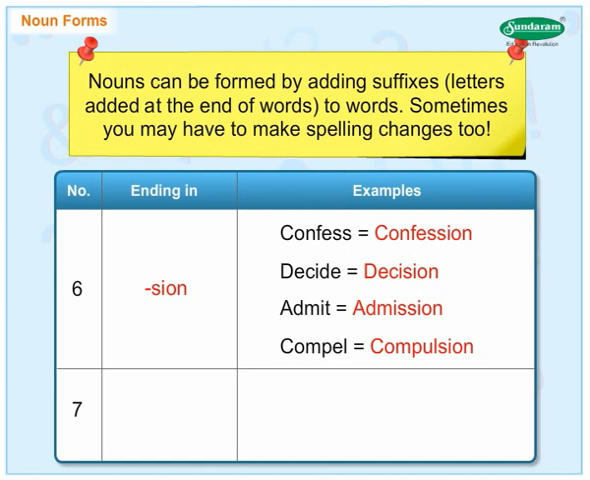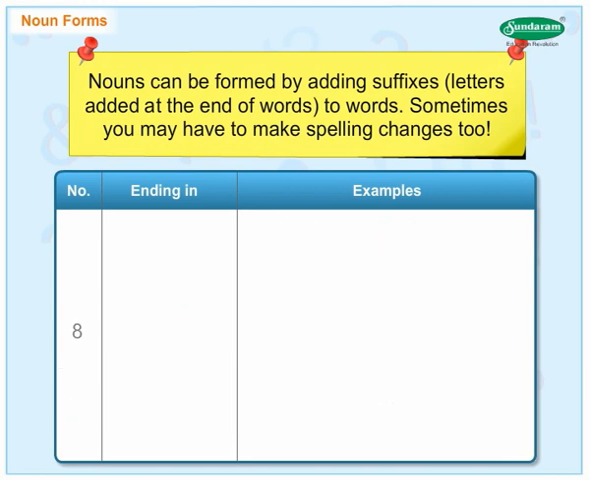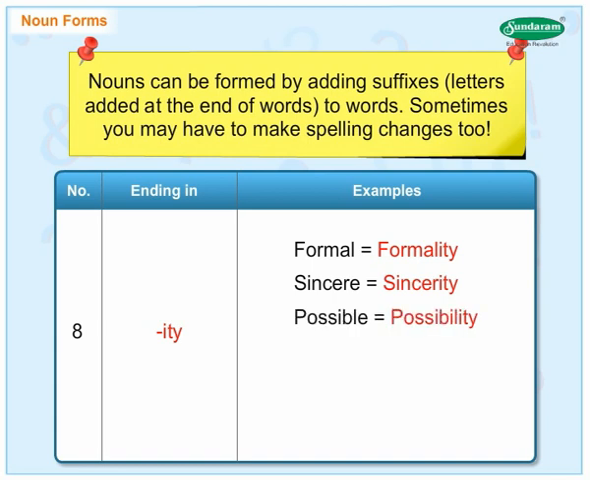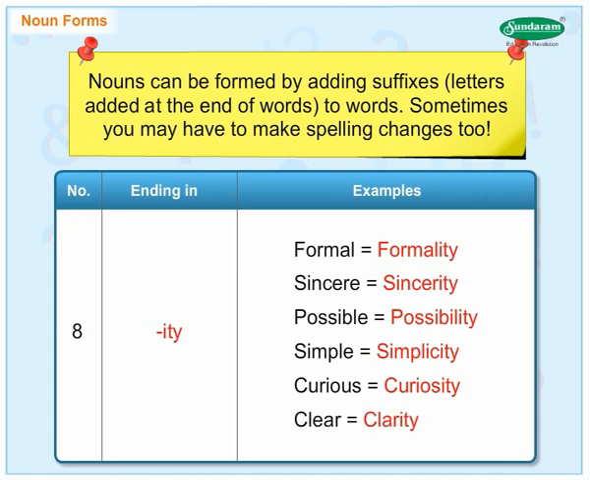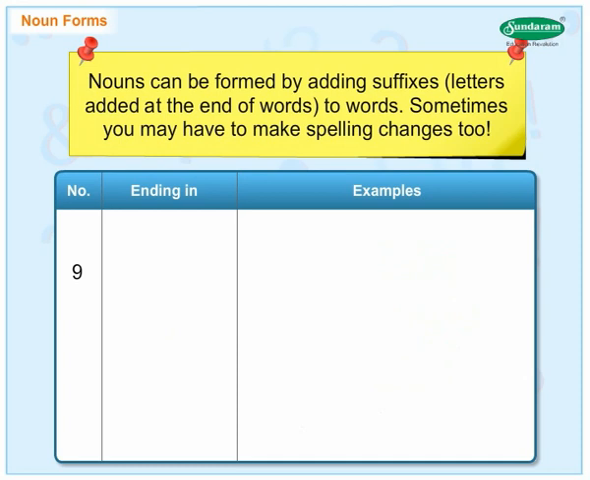7. Ending in T-Y, ty. For example, sure, surety. Cruel, cruelty. 8. Ending in I-T-Y, ity. For example, formal, formality. Sincere, sincerity. Possible, possibility. Simple, simplicity. Curious, curiosity. Clear, clarity.